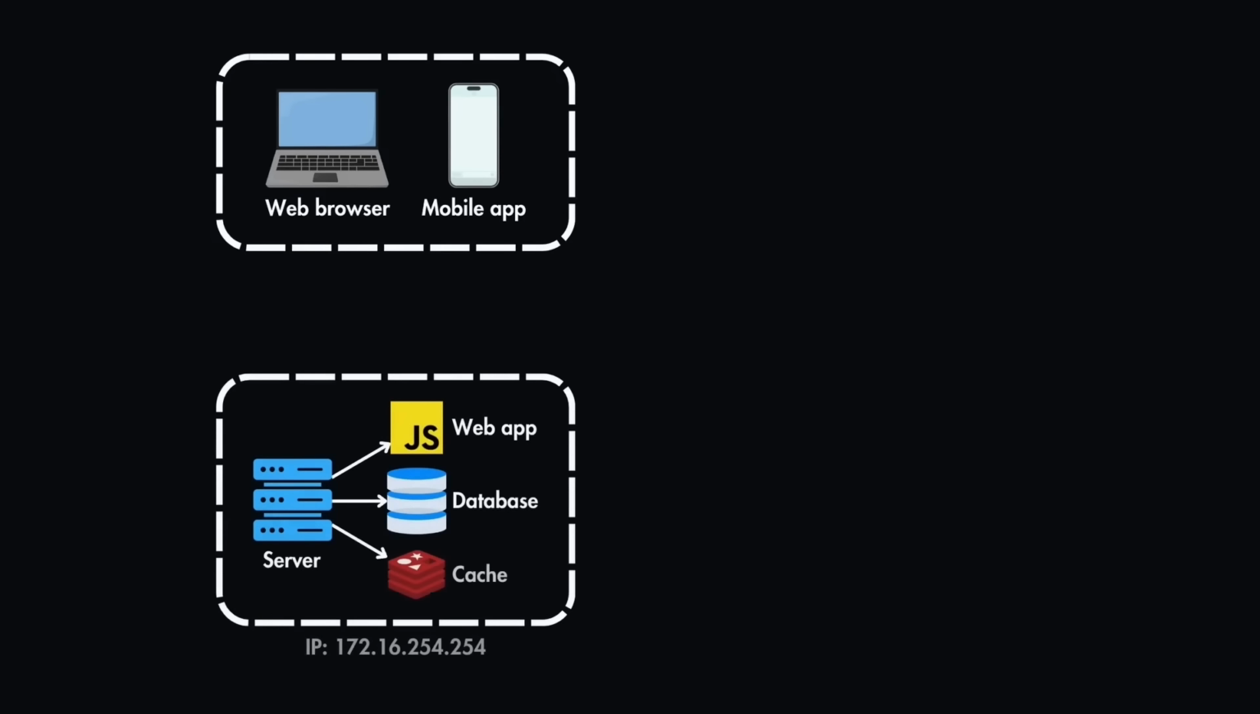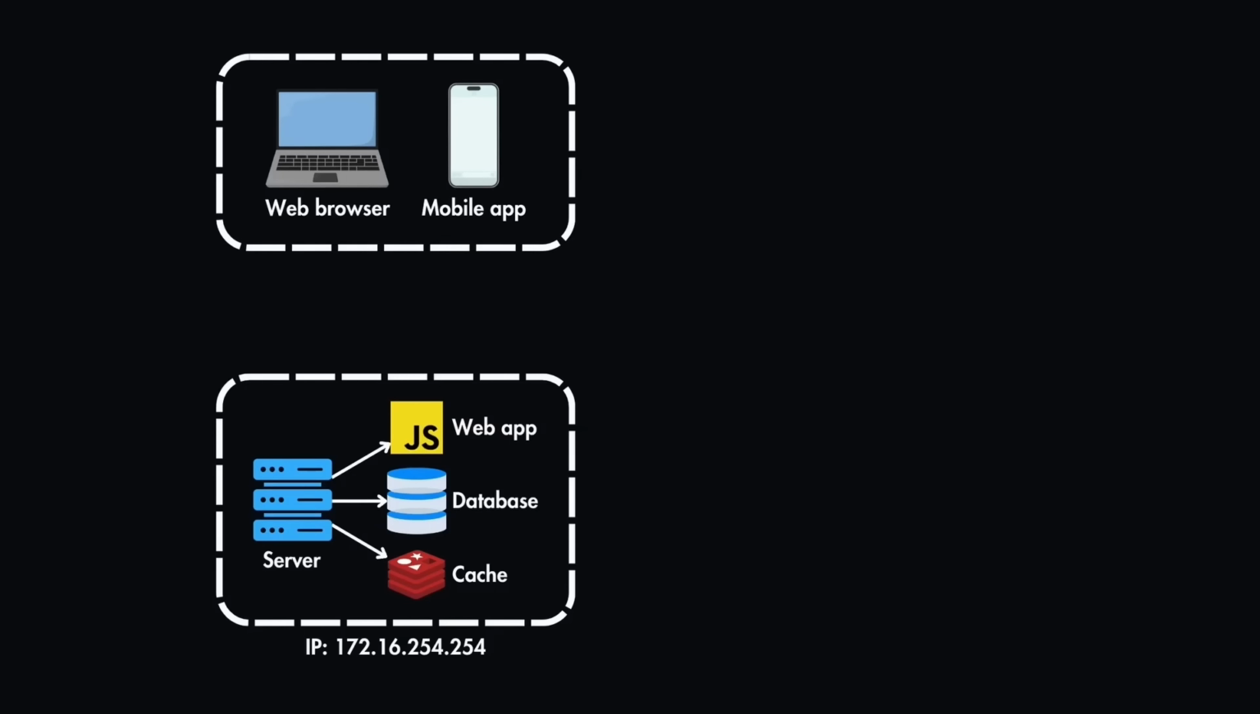We have some users who are trying to access our website or our API on the server. They can be either using the web browser or a mobile app to access our server. And on the other hand, we have our server, which has the necessary files to serve to the web browsers and also the necessary API endpoints to serve to the mobile app. And it is hosted on this example IP address.